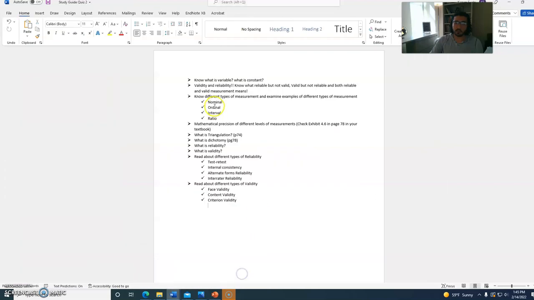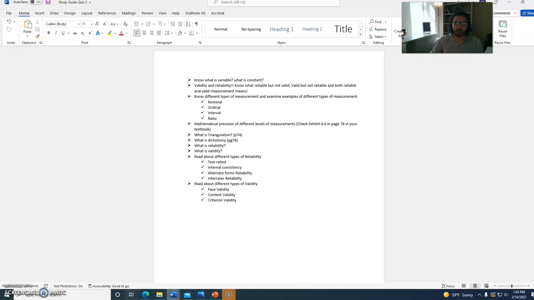The other two important concepts that you need to know are validity and reliability. We talked about that. We talked about what validity means, what reliability means, what is valid but not reliable, what's reliable but not valid, and what's both valid and reliable.